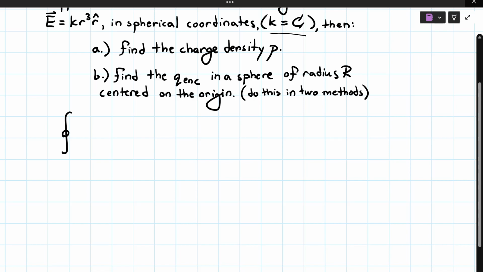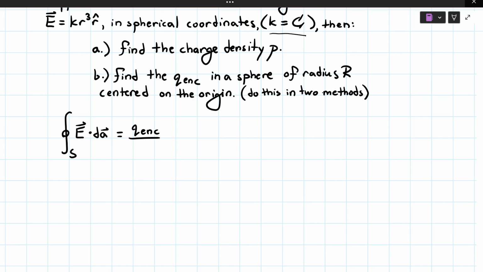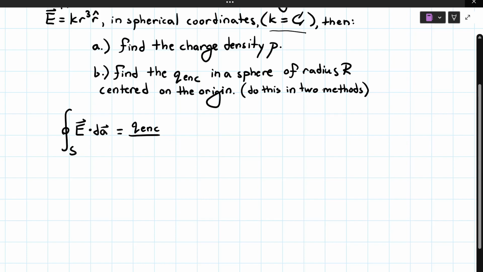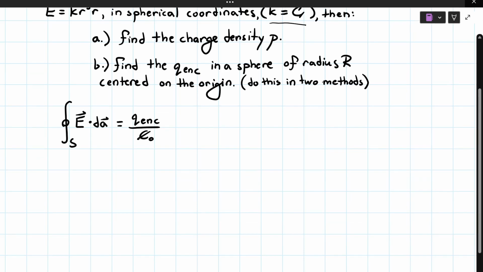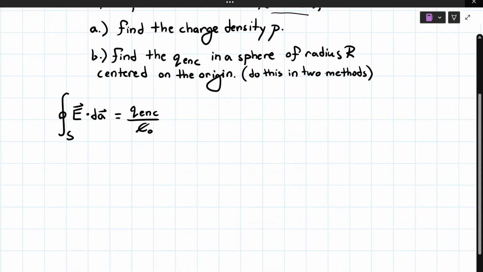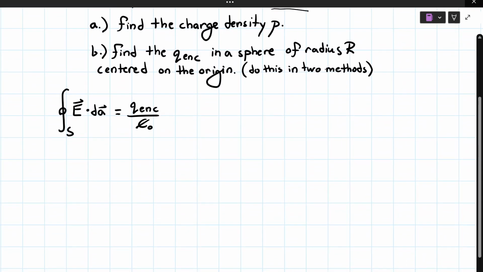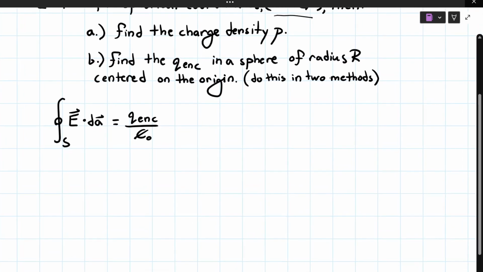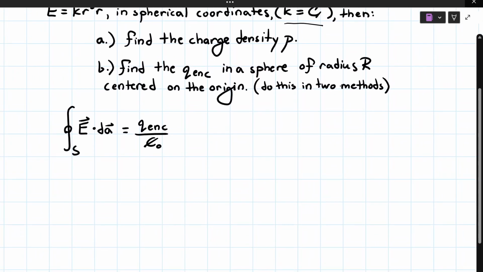Gauss's law states that if we take the integral over a closed surface of the electric field, we will find all of the charges within that surface, the sum total of those charges, over the permittivity of free space, epsilon naught, which is another constant, which I will not define, but it's not necessary in this problem, so that's okay. So we know this. This is Gauss's law.